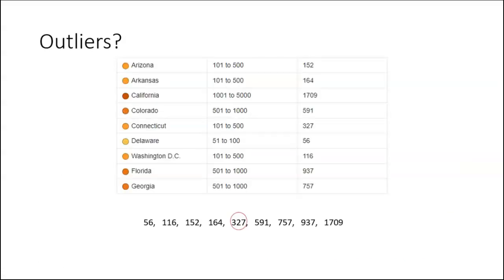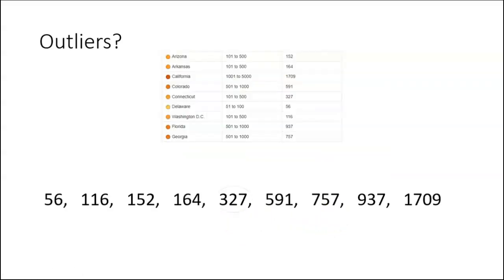So let me do a quick reminder. Here's our data from Arizona to Georgia and the COVID cases a week or so ago from the time of this being recorded. We have 56 on the low in Delaware. We have 1709 on the high in California. And of course, if we go smack dab in the middle, by middle I mean 1, 2, 3, 4, middle, 1, 2, 3, 4. There's 4 on either side, so 327 is known as the median.